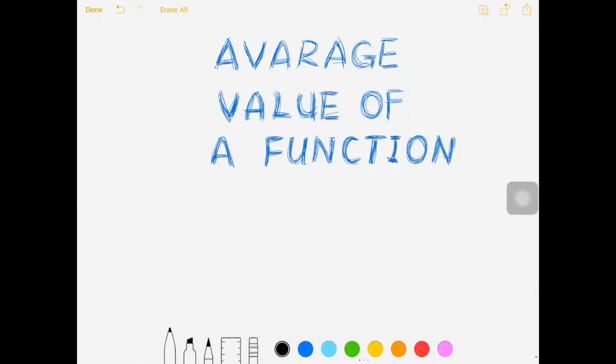Today I'm gonna talk about the average value of a function. How to get the average value of a function. So let's say this is my y-axis, this is my x-axis. Let me draw the function here. That's a graph of y equal to f of x.